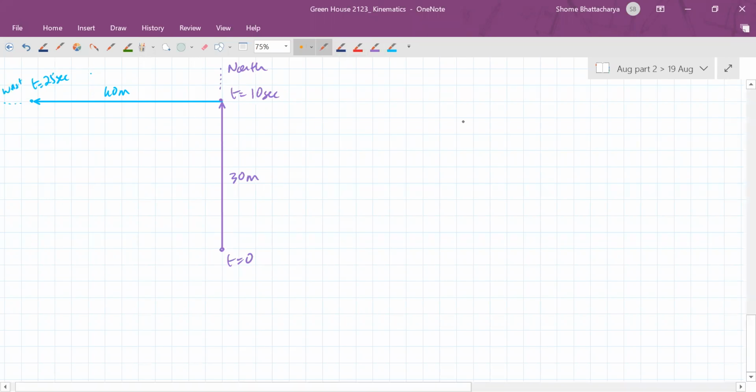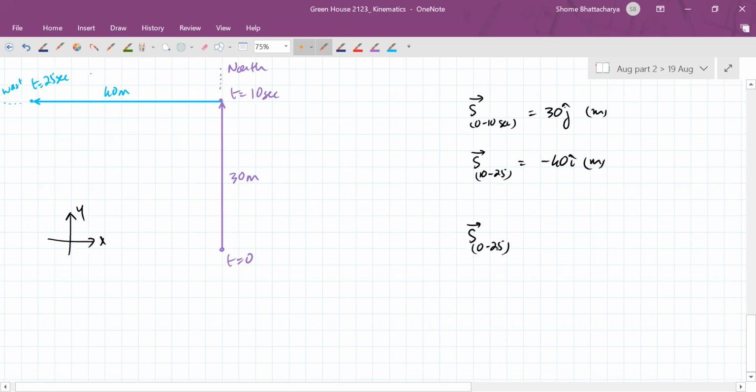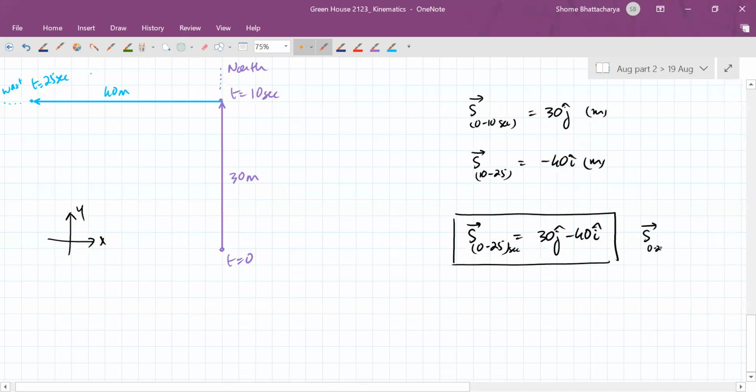So now if we talk about the displacement from 0 to 10 seconds, because my reference frame is such that I'm taking this as my y-axis and this is my x-axis, it is actually 30 j cap in meters. And the displacement from 10 to 25 seconds is actually minus 40 I cap. So the total displacement from 0 to 25 seconds is 30 j cap minus 40 I cap, and that has a magnitude of therefore 50.